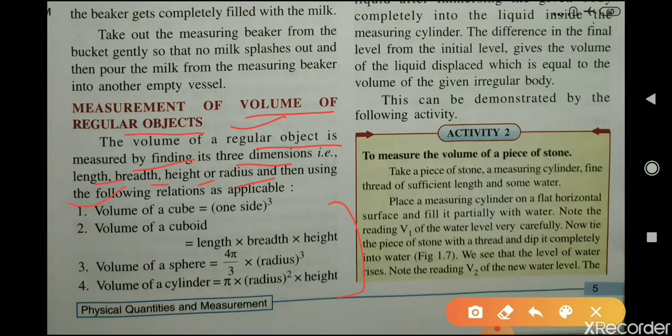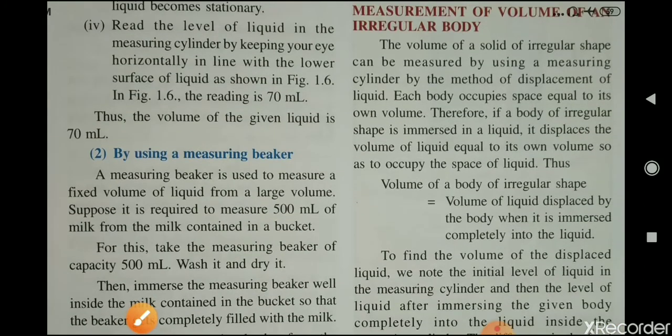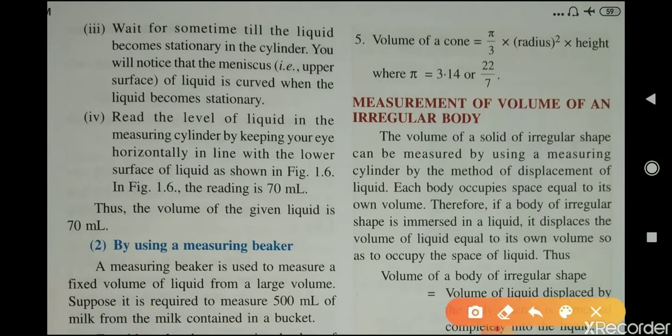Means to find out the volume of a cube, first we will see what is the side of that cube, and then by using this relation we can find out the volume. Volume of a cuboid can be found by this relation: volume of cuboid equals length into breadth into height. Then volume of sphere, 4 pi upon 3 into r cube. Then volume of cylinder, pi r square into h. Then volume of a cone, one third pi r square h, where pi is 3.14 or 22 upon 7.